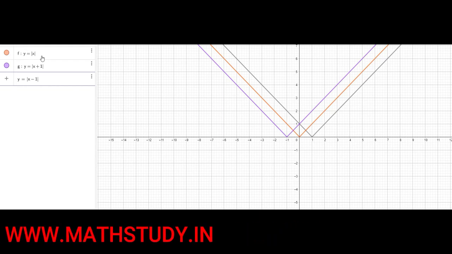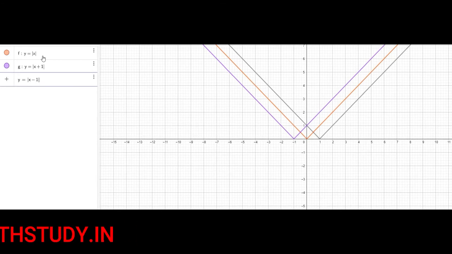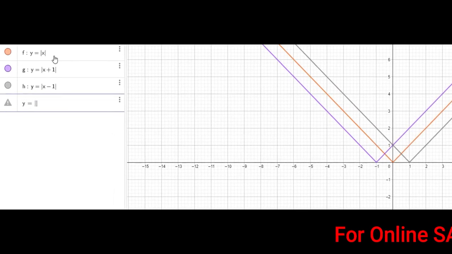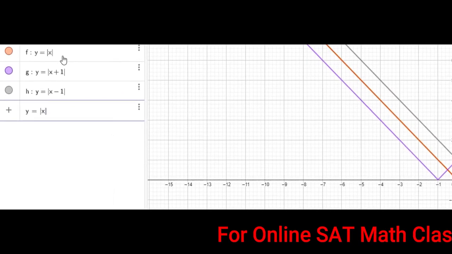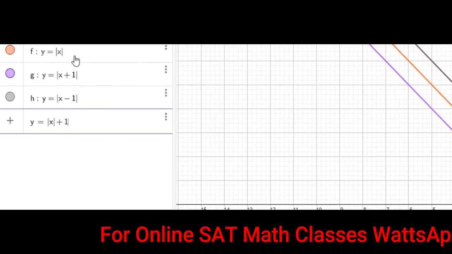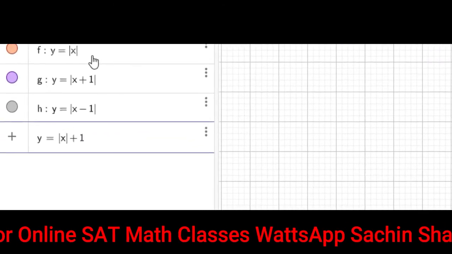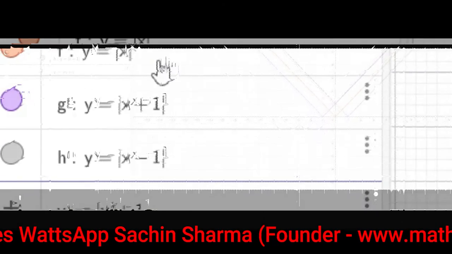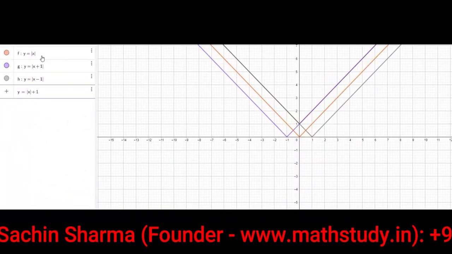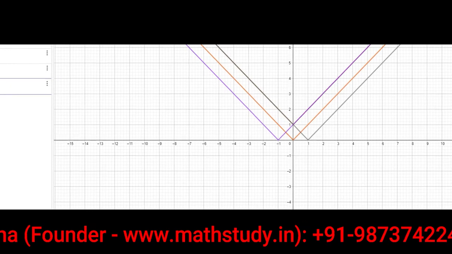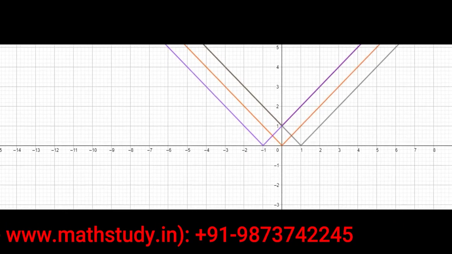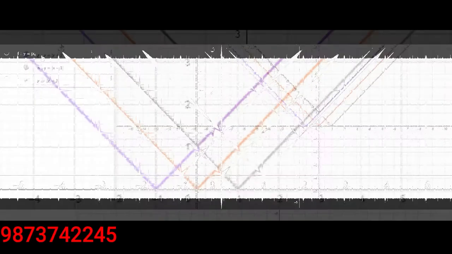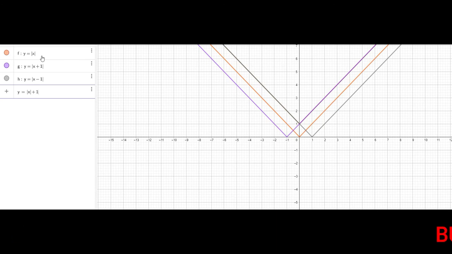Now let's plot another graph here. So let's try to understand this concept. So y is equal to mod of x plus 1, right? Y is equal to mod x plus 1. Here we can see that the graph has moved 1 unit upward along the y-axis. Why? Because we have added 1 unit to the RHS of this graph, that means to mod x. So that is why the graph has moved 1 unit towards the positive direction of the y-axis.